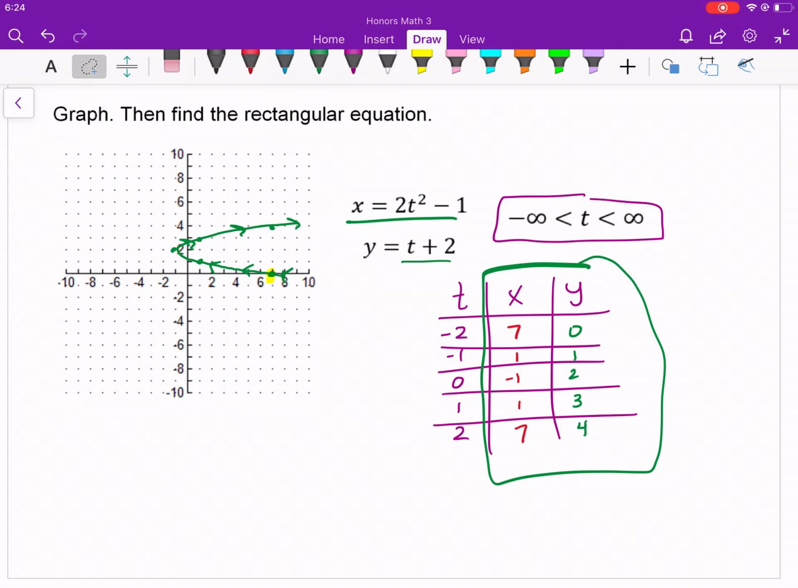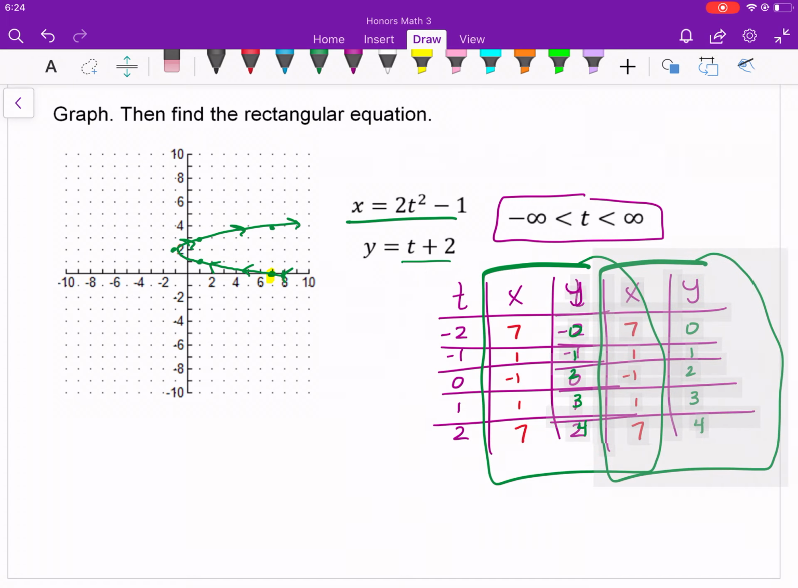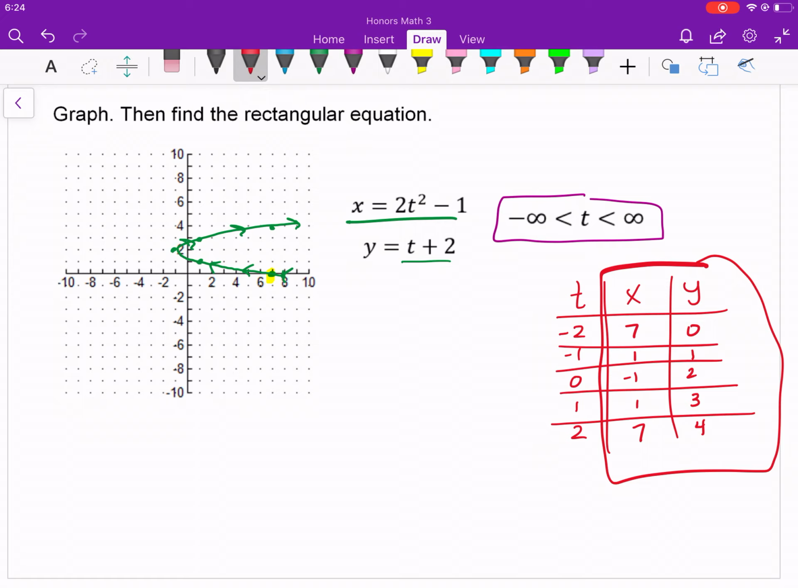Let's go ahead and figure out the rectangular coordinate. I don't know why I haven't been doing this whole time. But let's actually use the y this time. We've been traditionally using the x, but this y is so much easier. So t is going to be the same thing as y minus 2. So we can just do a substitution by putting y minus 2 in for t.